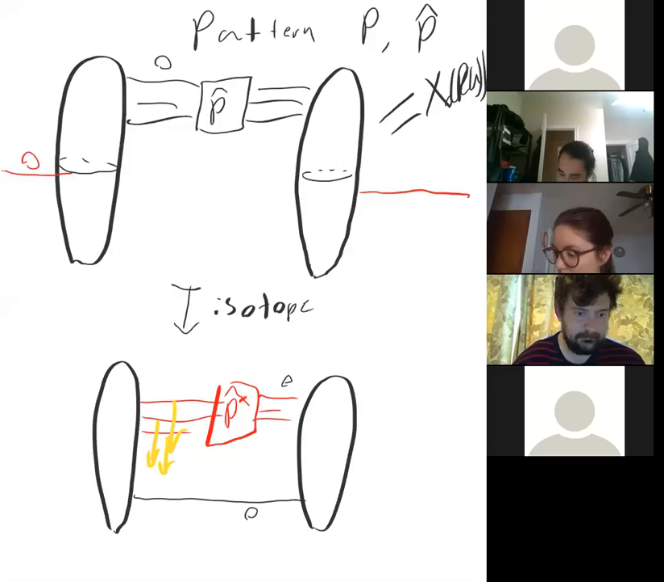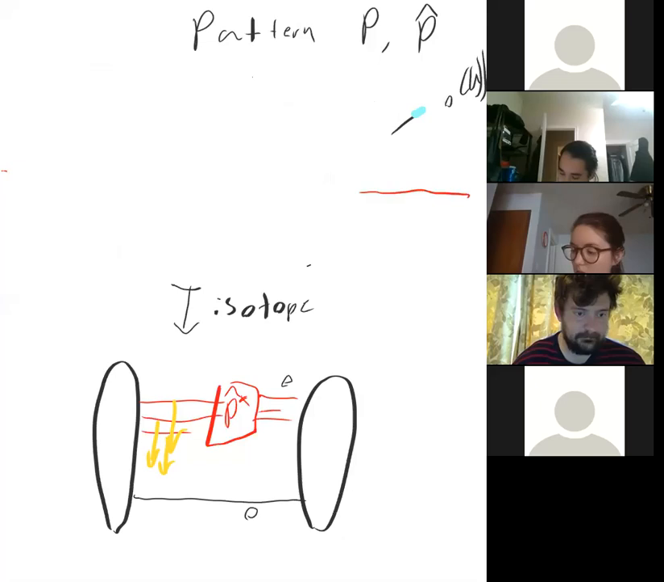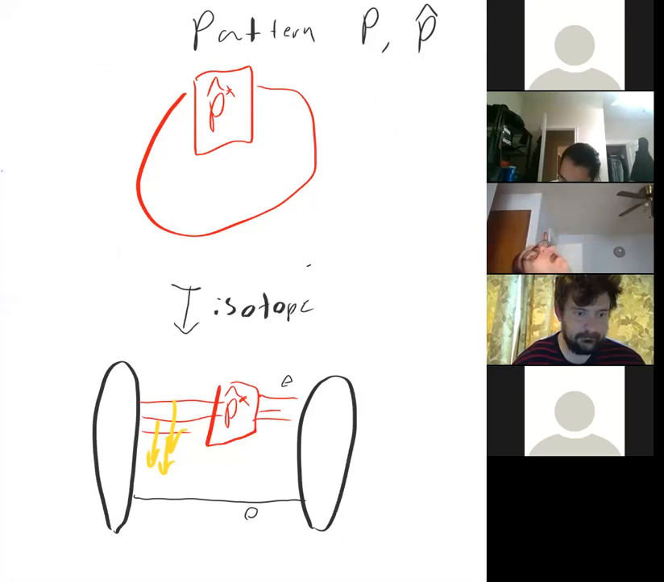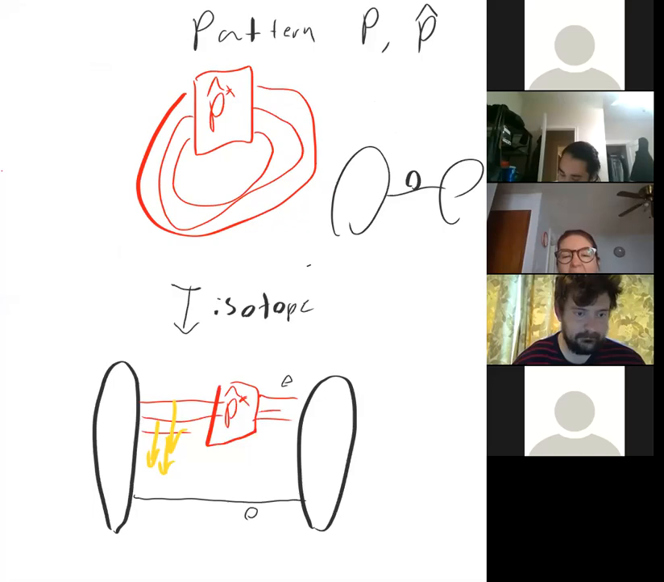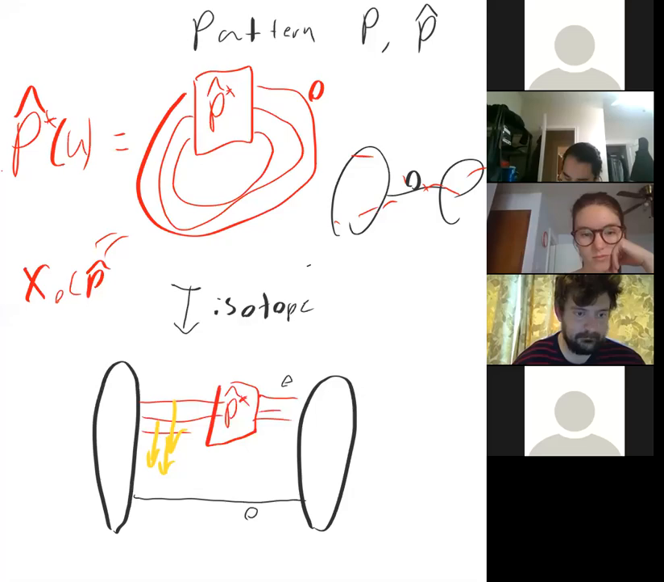So we get, erase this up here. P hat star, plus a canceling zero and one handle. We can remove these. And then, well, what knot is this? This is just P hat star of U. So this is the zero trace of P hat star of U. And therefore, that's diffeomorphic to the zero trace of P of U. Okay?